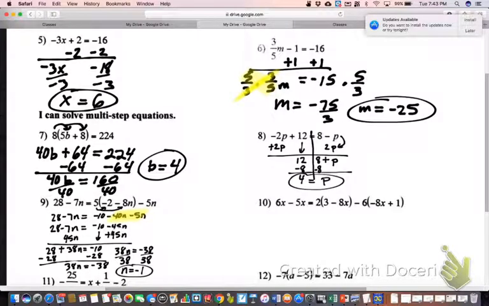Okay, and number 10 here, I've got distributive that I need to do first. So I'm going to do that 2 times 3 and get 6, and that 2 times negative 8 and get minus 16x. Then do negative 6 times negative 8 and get plus 48x, and then minus 6.